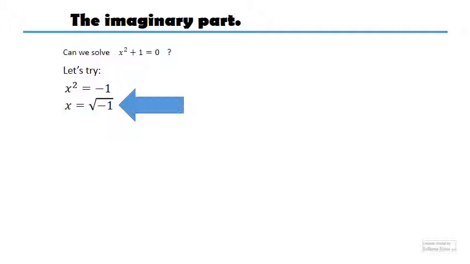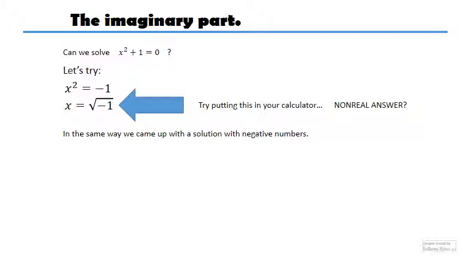Now, put that in your calculator. What do you get? You get a non-real answer. What does that mean? It means that it's not a real answer. What you're getting is a complex number. So in a way, to be able to solve x plus 2 equals 0, we came up with negative numbers. To be able to solve certain equations, we're going to come up with this thing. We're going to come up with the imaginary number.